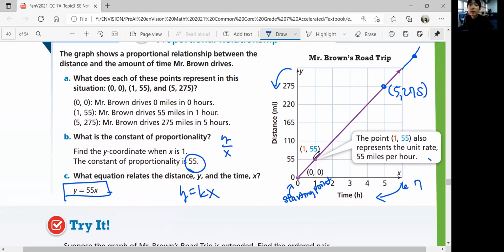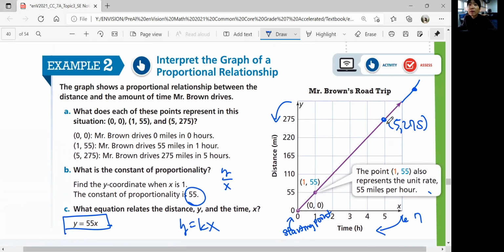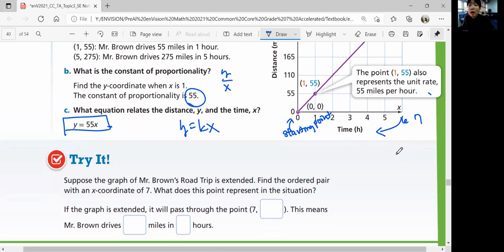You have 55 as the slope. The slope of the constant rate is 55. So 6 would have 275 plus 55, and 7 would be that plus 55. So altogether, you're adding 110 to 275, and that means you have 385. This means Mr. Brown drives 385 miles in 7 hours. Okay, this represents hours, this represents miles, the distance traveled in miles.